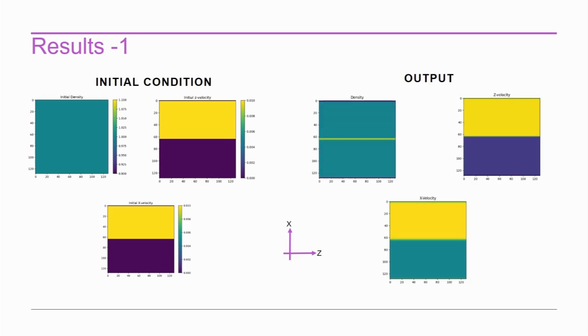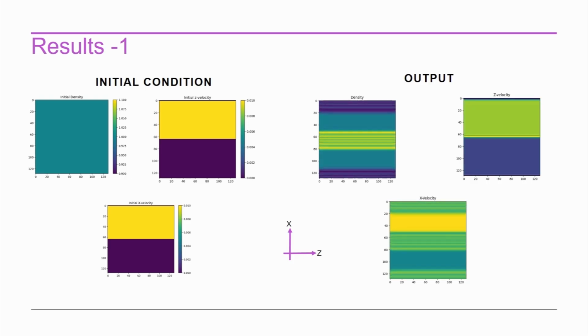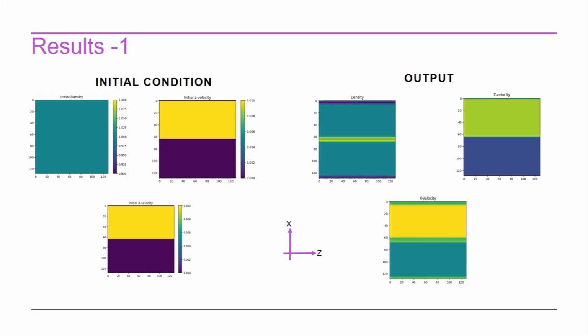So as initial condition we have constant density, and we have a step function in the x direction for x velocity as well as z velocity, and we can see that the density is propagating in the x direction as well as x velocity is also propagating in the x direction, but velocity is not propagating in the z direction because we have given the constant property in the z direction as initial condition.